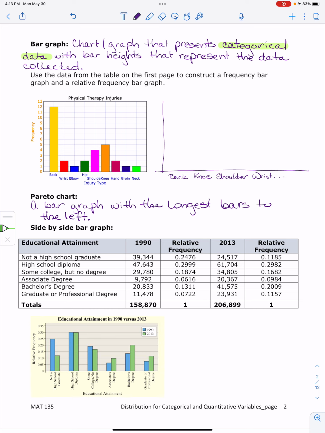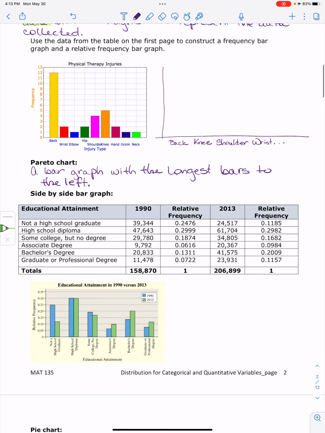Okay. Last one we're going to look at is a side-by-side bar graph. You have a picture of that at the bottom. And we are going to say that's a graph used to compare two different sets or groups within the same categories.